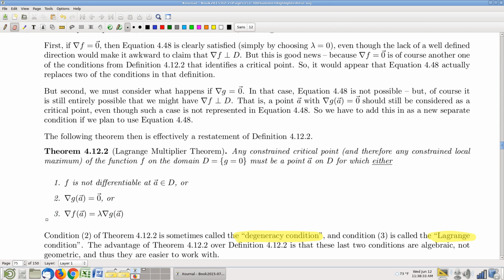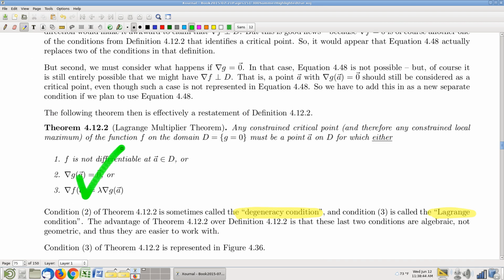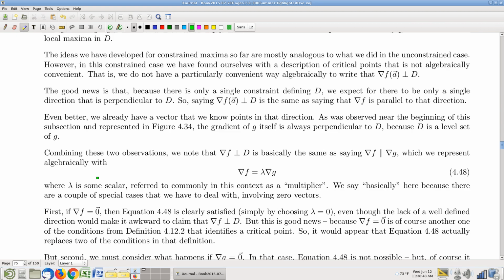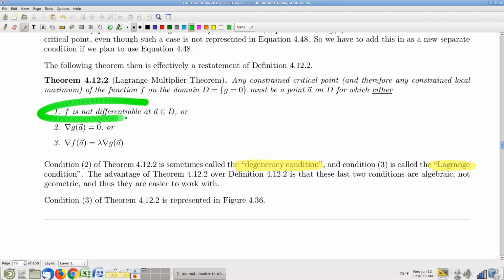Okay, now in order for me to get you to accept these three conditions, I need to persuade you that whenever any one of these things happens, at least one of these things must happen. And let's go through that. It's a pretty quick process. If the function f is not differentiable, well, then the function f is not differentiable. We didn't change that one. That was an easy one. Okay, next.